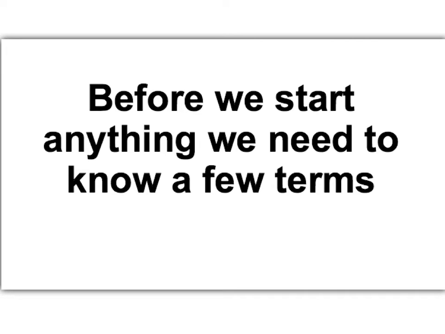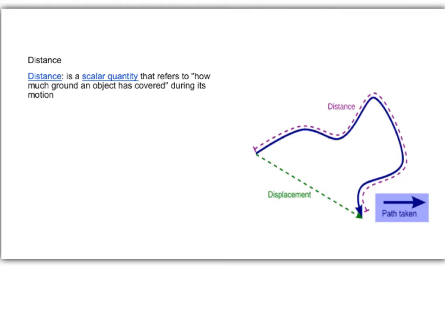Now before we start anything though, we need to know a few terms. We need to know the definitions, and these will be on your word walls, and these are important things to know. Now the first one we're going to talk about here is distance. Distance is a scalar quantity, and I'll get back to you on what a scalar quantity is, but it refers to how much ground an object has covered during its motion.